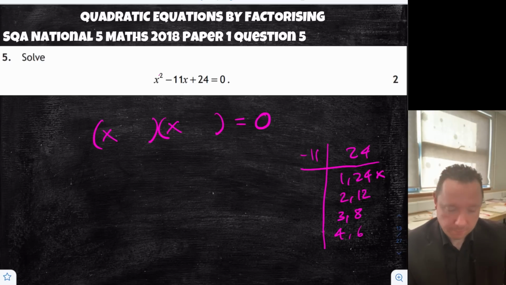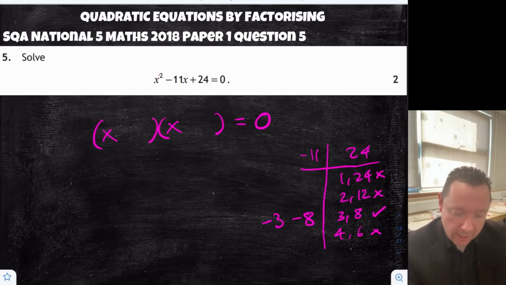No, can't do it. Can I do it with 3 and 8? Well, 3 plus 8 is 11, so yes, I'm going to be able to do it. And can I do it with 4 and 6? Nope. So how do I do it with 3 and 8 to make minus 11? Well, I need minus 3 and minus 8 to make minus 11. And just double check at the end. Minus 3 times minus 8 is 24. So I've done it right.